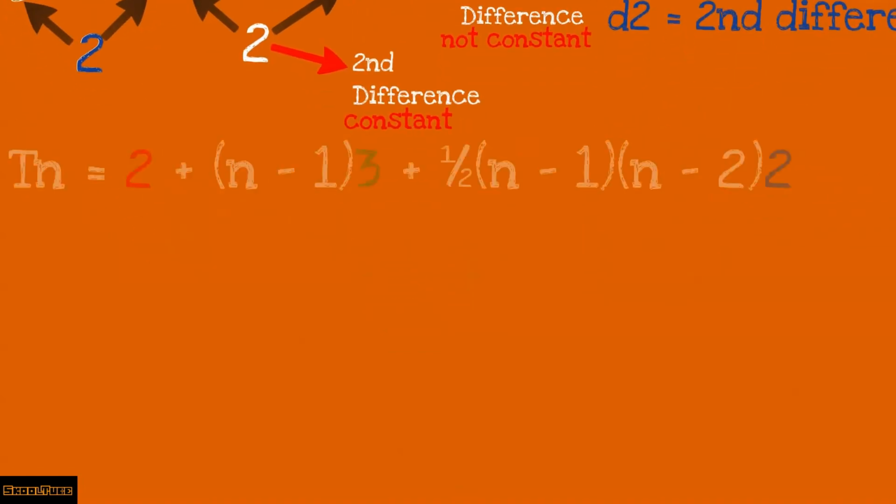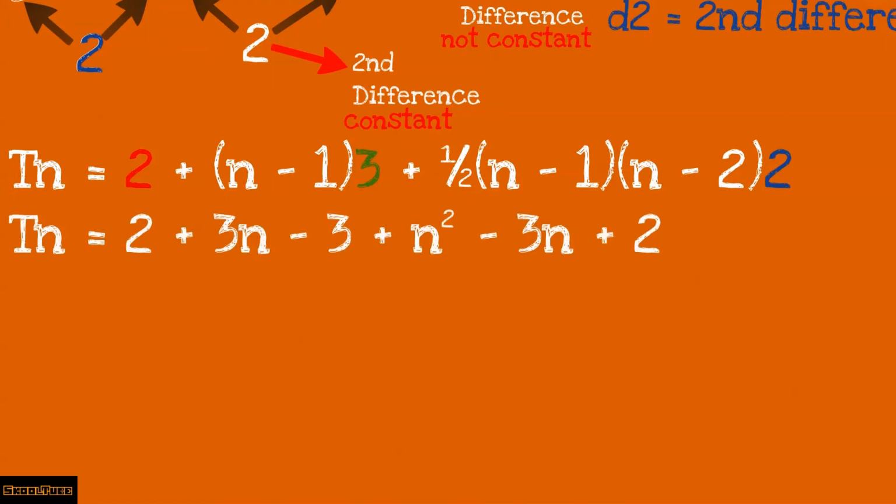So we can say that Tn is equal to 2 plus n minus 1 times 3 plus a half into n minus 1, n minus 2 multiplied by 2. When we simplify this, we get that Tn is equal to 2 plus, when you multiply 3 into each of the terms inside the bracket, you get it to be 3n minus 3.